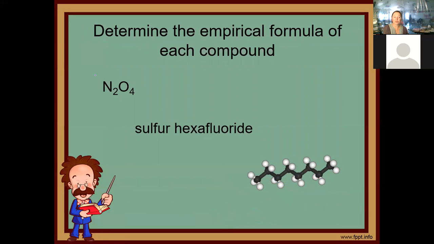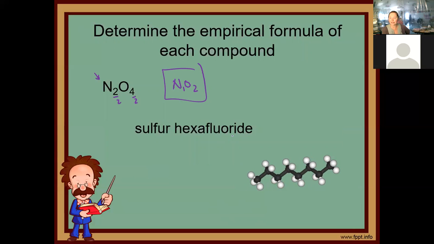So what would be the empirical formula of dinitrogen tetroxide? What do you think? Exactly, just NO2. You can divide everything by 2, N1O2. You can draw the 1 if you want to, but you can also leave it invisible. Chemists do love their invisible ones. So this would be the empirical formula.